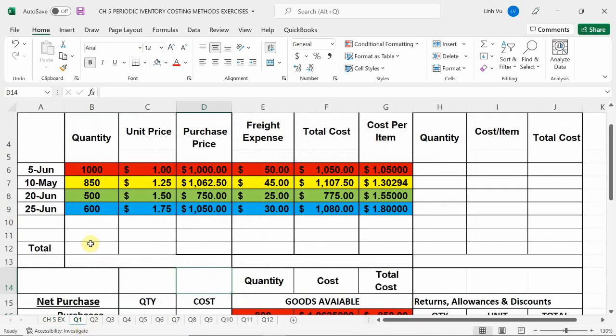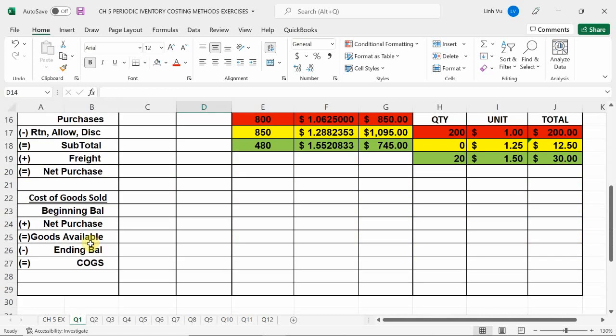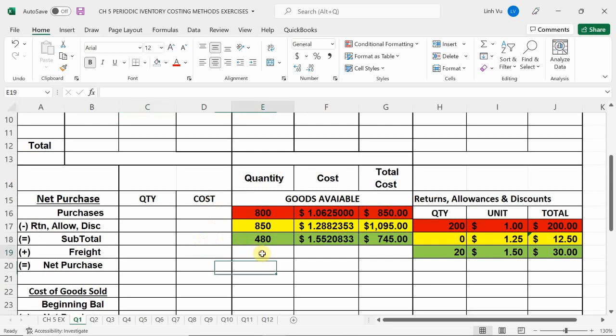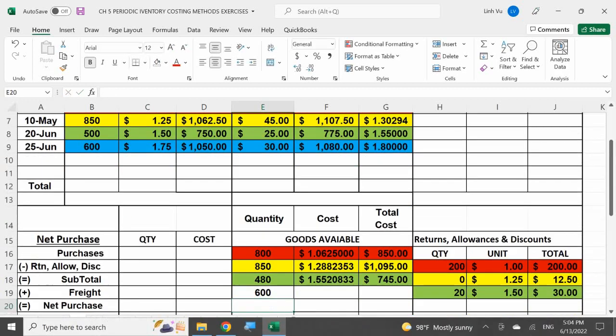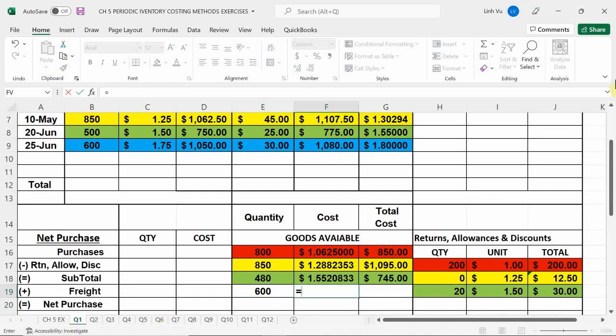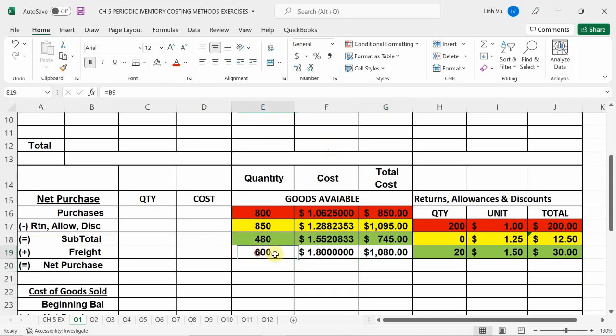So let me go ahead and plug that in first, my ending balance of $1,250. And I'm also going to carry down my blue batch of inventory, because this is part of my goods available that I can sell. And this is blue.